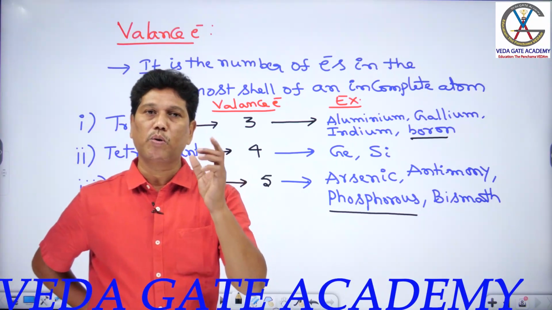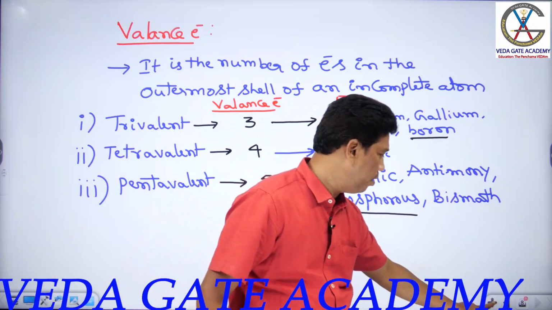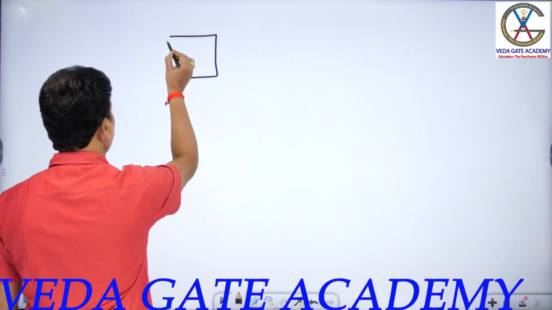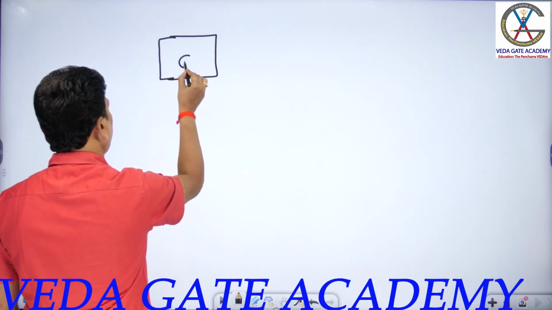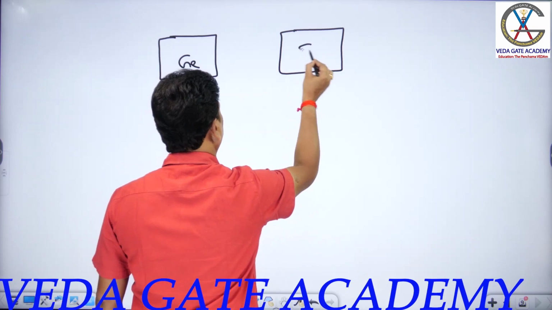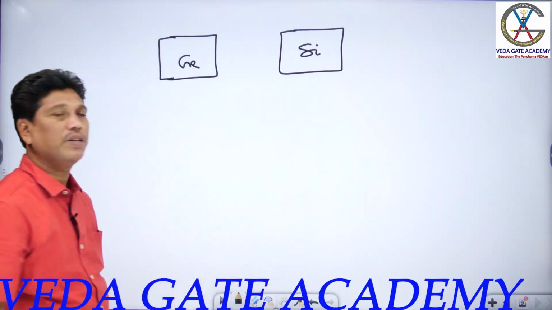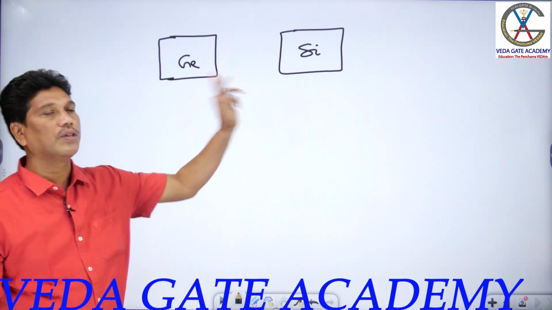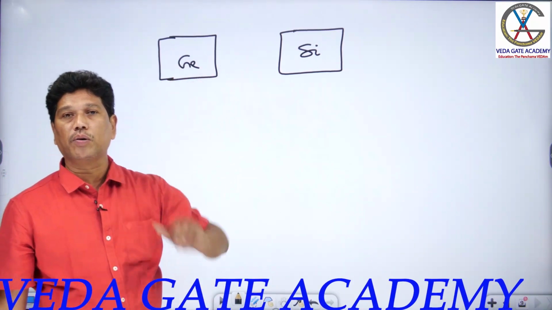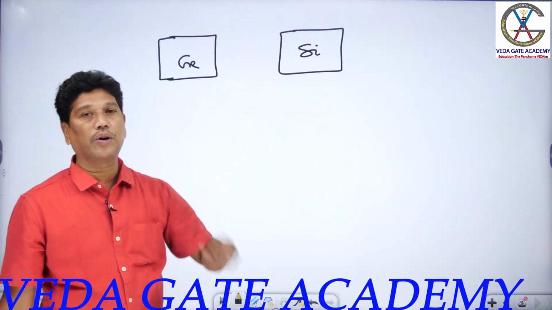So I take both bodies. See, these are the two bodies. One body is made of germanium. Another body is made of silicon. One body I call germanium, the other body I call silicon.